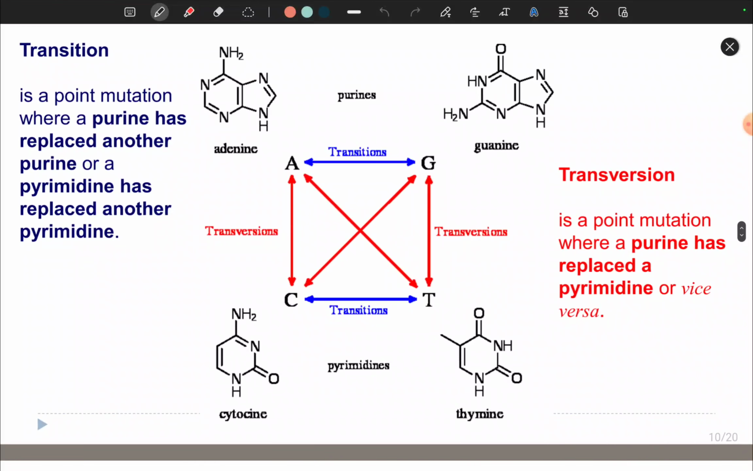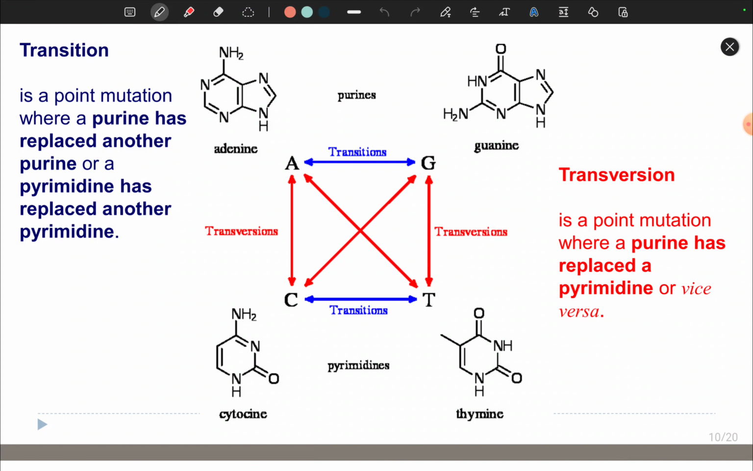Remember this, purines are guanine and adenine, 2 rings, and pyrimidines are cytosine, thymine in DNA and uracil in RNA. So if it's transition, it's point mutation where purine is replaced with another purine. So in this case, adenine is changed with guanine or guanine with adenine.